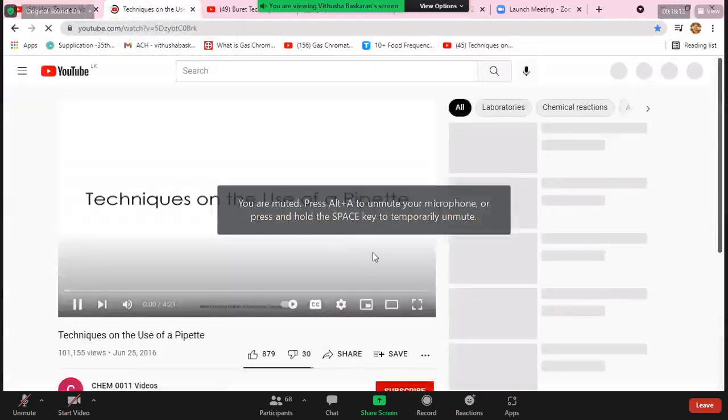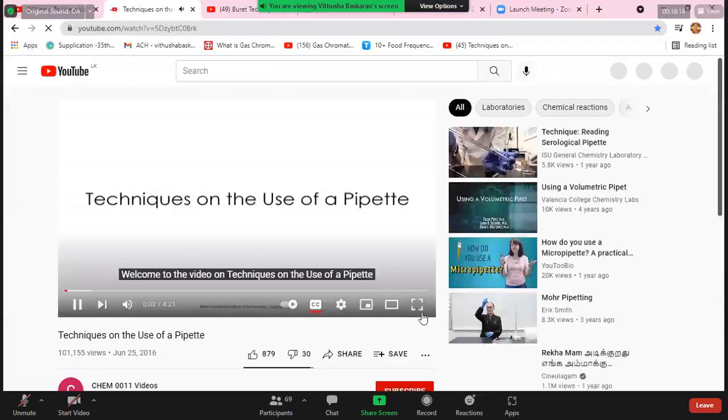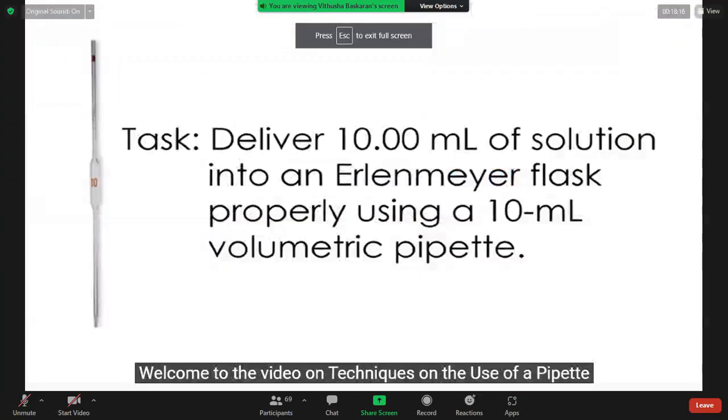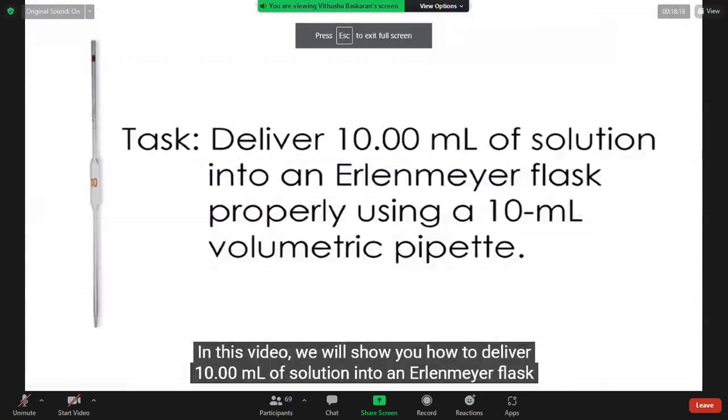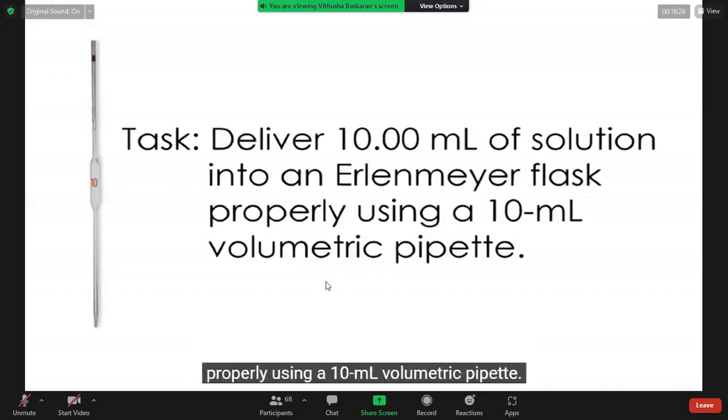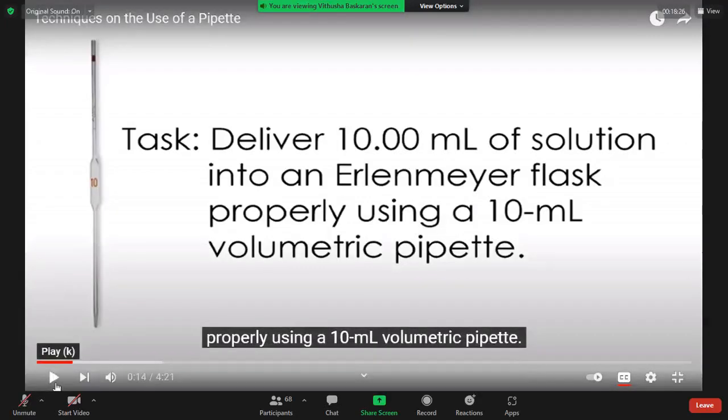This is about the handling of the pipette. Welcome to the video on techniques on the use of a pipette. In this video, we will show you how to deliver 10.00 mL into an Erlenmeyer flask properly using a 10 mL volumetric pipette.